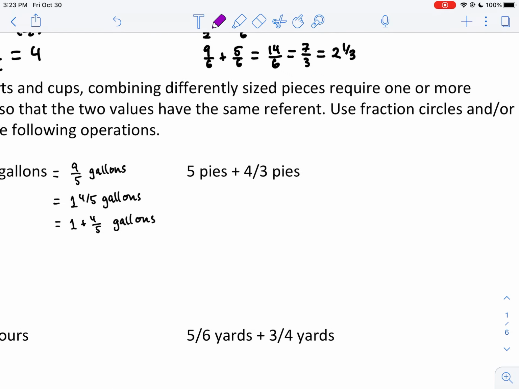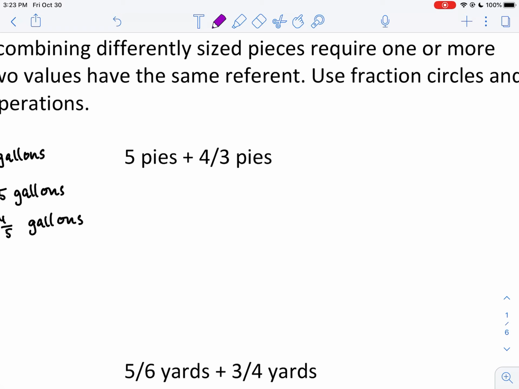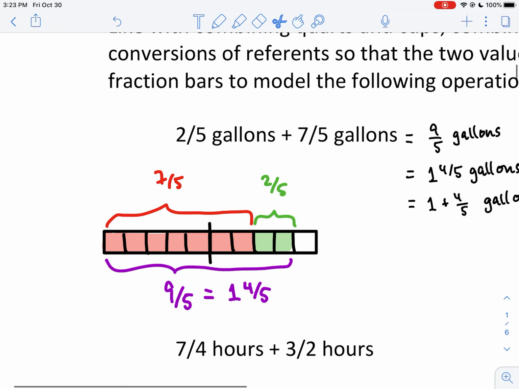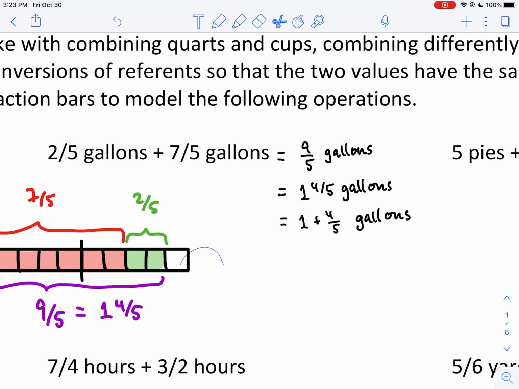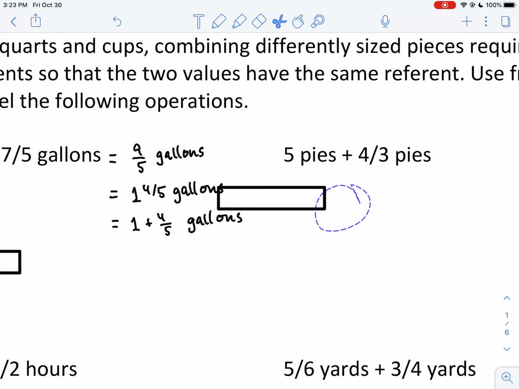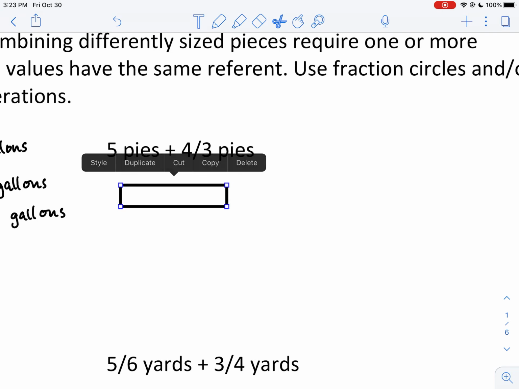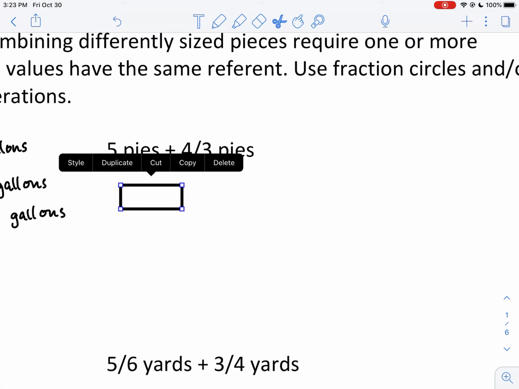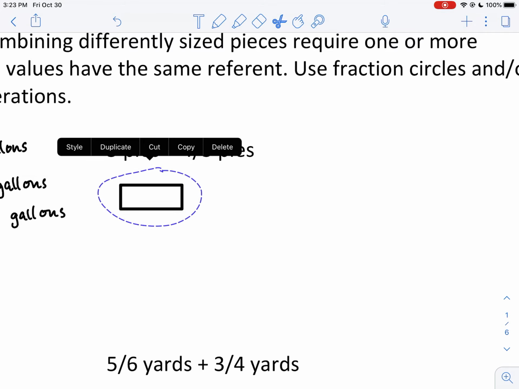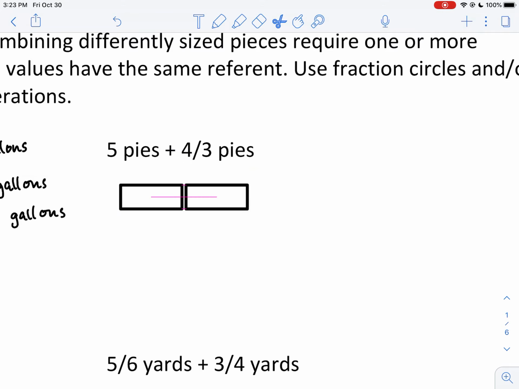All right, the next example, we have 5 pies plus 4/3 pies. Okay, so I'm going to draw. I like the rectangle I had over here. Let me see if I can copy that. If I just grab the corner and copy, it should paste. Okay, so this stands for 1 pie. Let me actually shrink this down because we have 5 of them, and I don't want them to be too big. Let's say that's a pie. And we want a total of 5 of them.